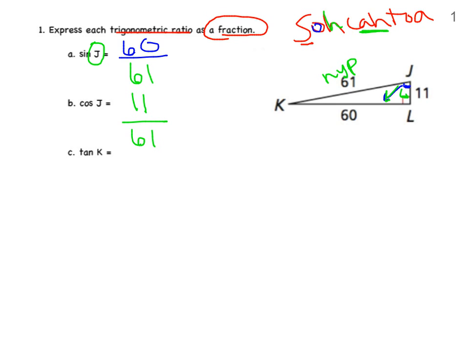Well, now we're going to have to switch it up and use the angle k. Hypotenuse stays the same, but unfortunately, when we're talking about tangent, that only involves opposite and adjacent. So we got to figure out what, in this case, is opposite of angle k. Opposite of angle k, you got to go through the triangle. That's 11. The adjacent then is right next to it. It's 60. So opposite over adjacent is going to be 11 over 60. And that's it.